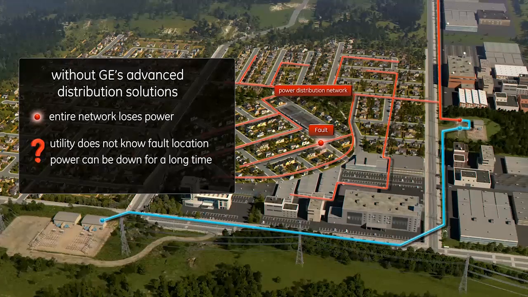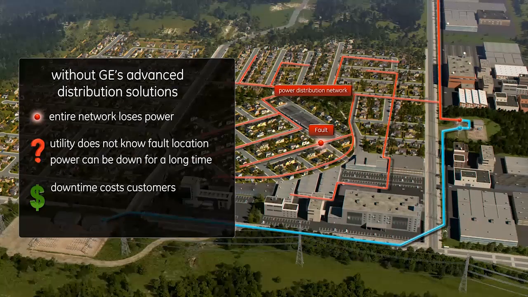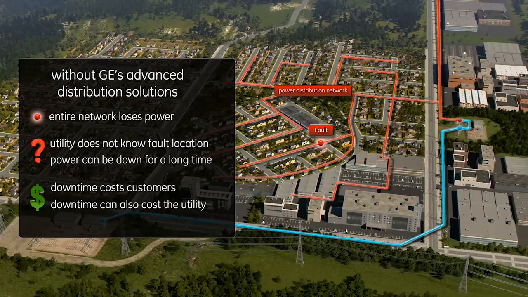This can take a long time, and there is a cost to each residential, commercial, and industrial customer for every hour of downtime. There can also be penalties imposed on the utility for every hour of downtime. Let's take a look at how GE's distribution solutions can dramatically improve distribution network performance.